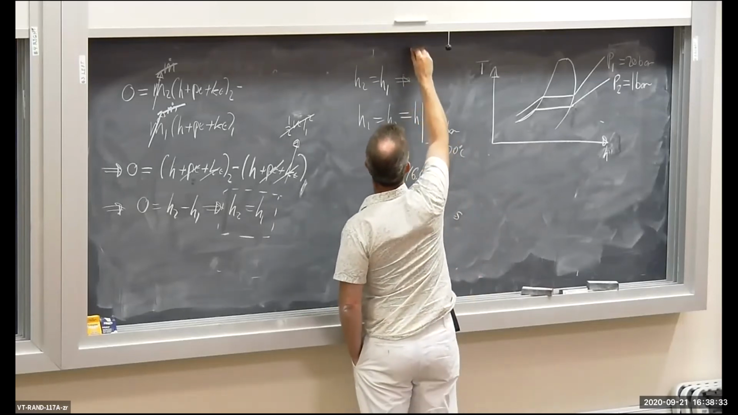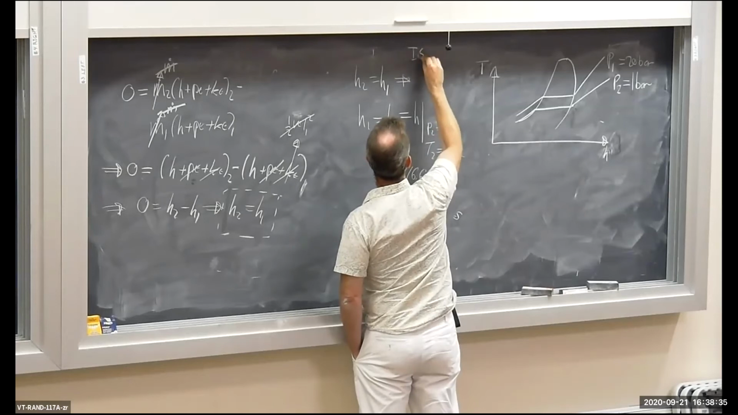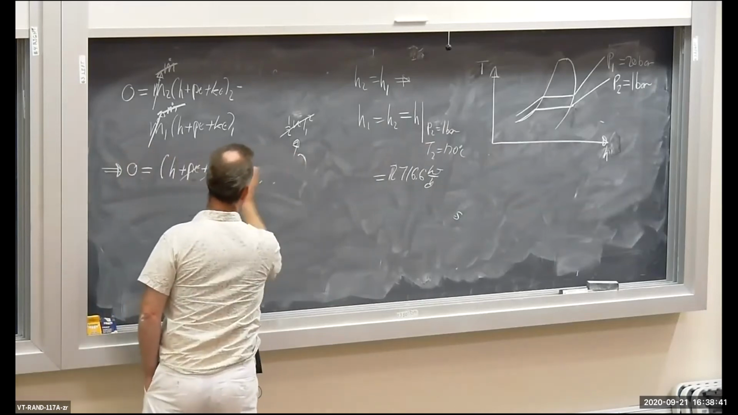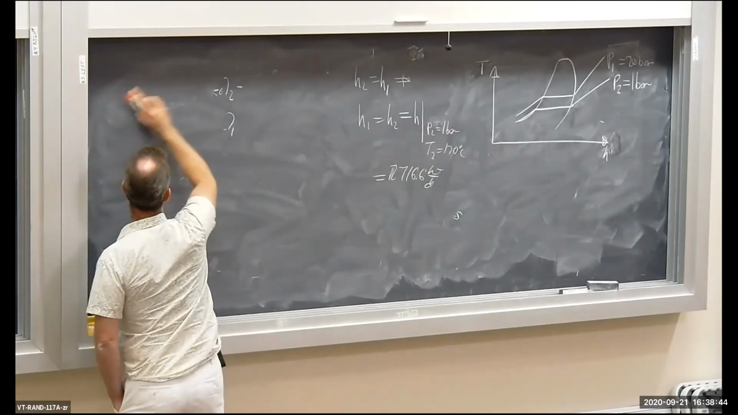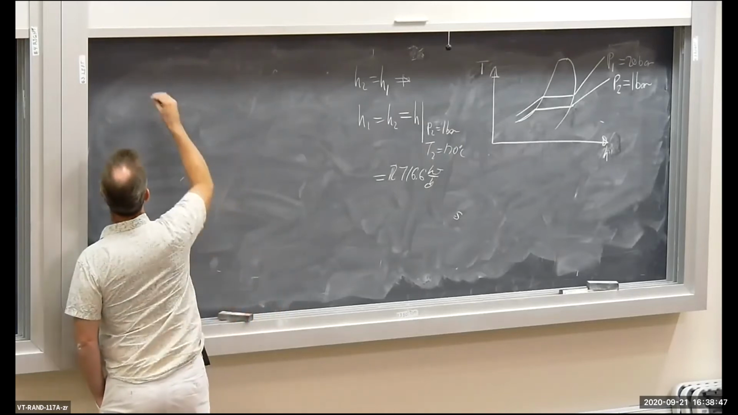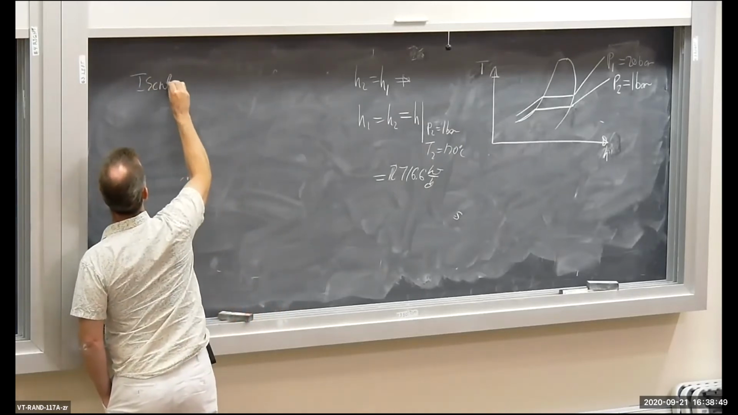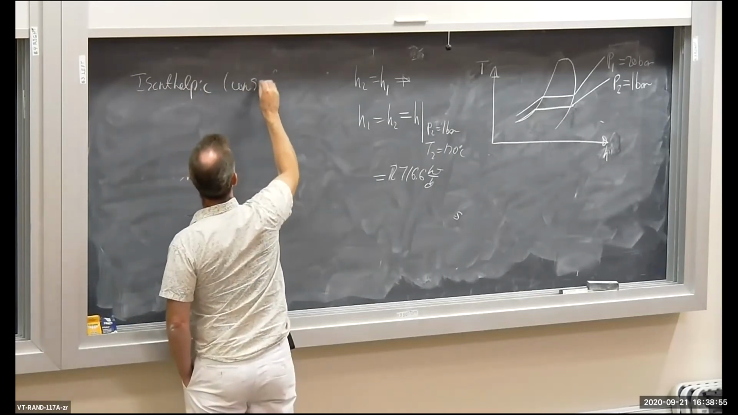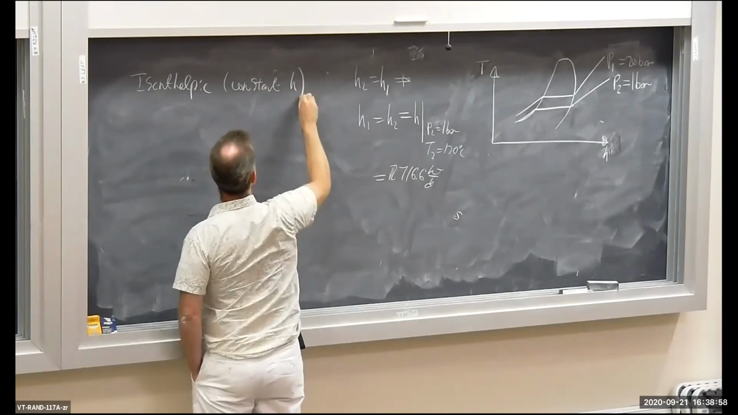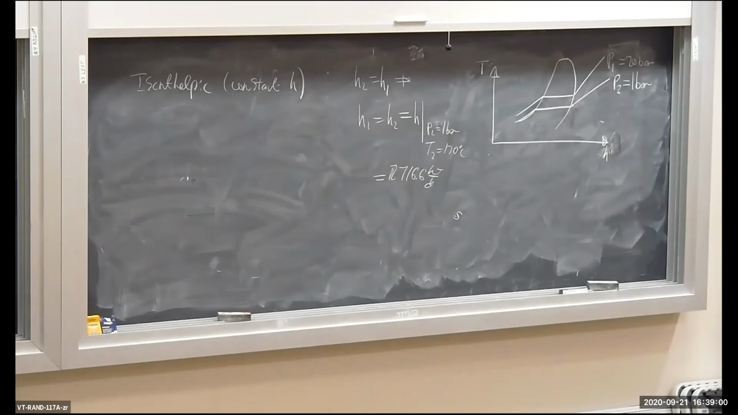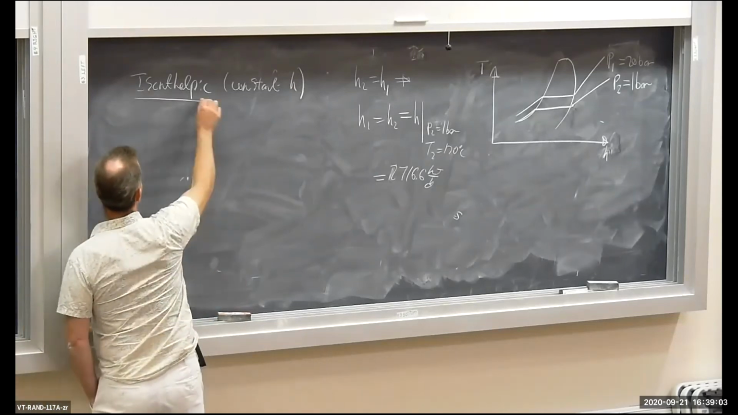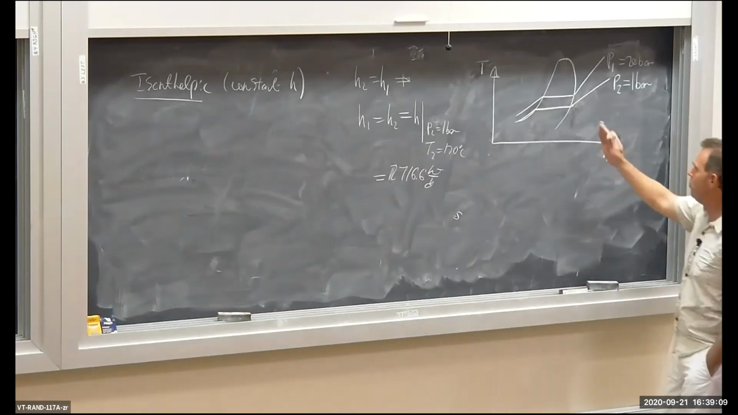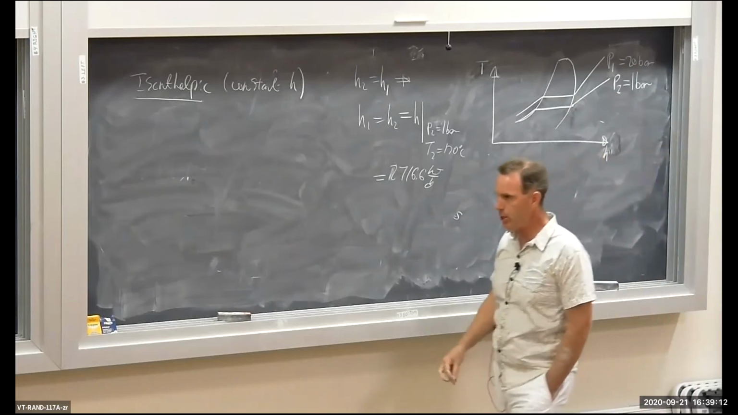So I'm going to write right here, I'll write it over here somewhere. Isenthalpic, brand new word. Constant enthalpy, constant H, isenthalpic process. So we have an isenthalpic process going on through the throttle valve, and that means a movement vertically on the TH diagram.